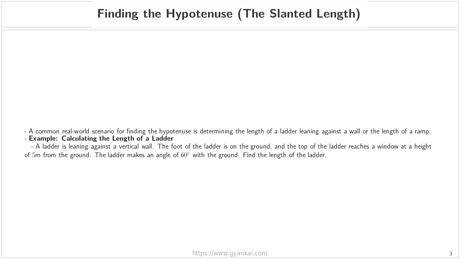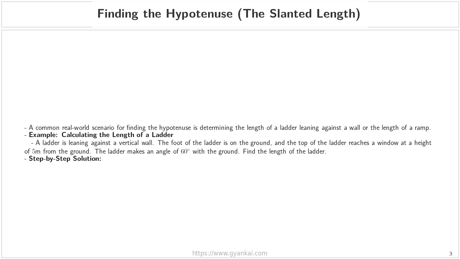Imagine a ladder is leaning against a vertical wall. The foot of the ladder is resting on the ground, and the top of the ladder reaches a window at a height of 5 meters from the ground. The ladder makes an angle of 60 degrees with the ground. Our goal is to find the total length of the ladder. Let's walk through the step-by-step solution together.